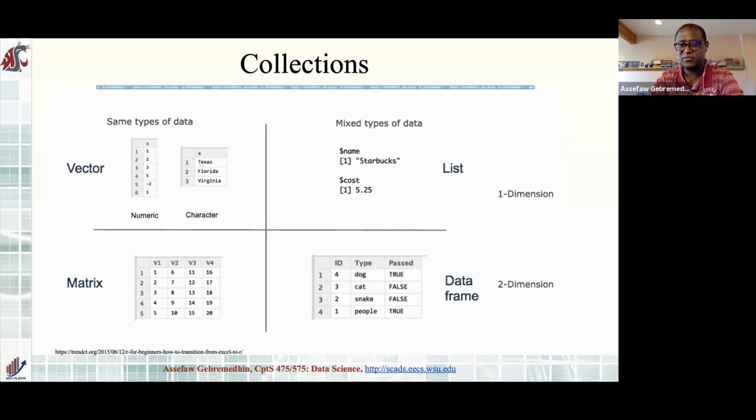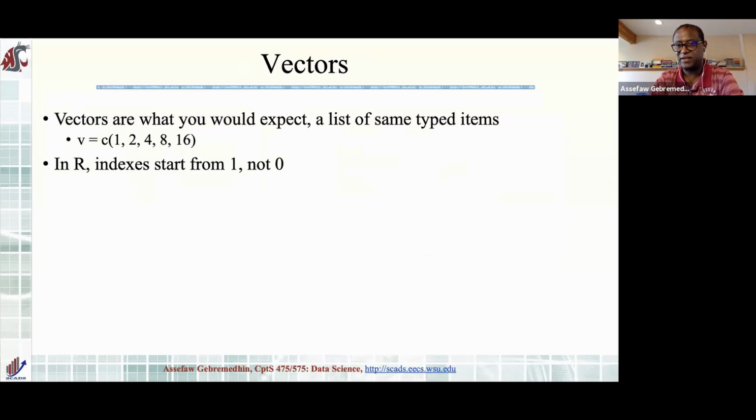Homogeneous, or the same type of data types: vectors and matrices. When they are mixed, we've got lists and data frames. So let's start with vectors. As I said, you would use these resources, learn the syntax of the language, and do exercises on your own.